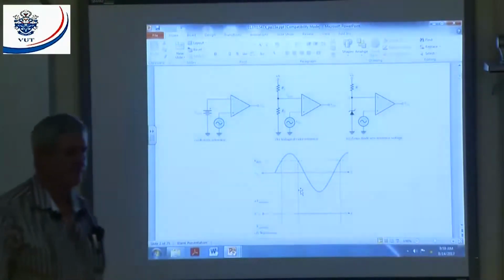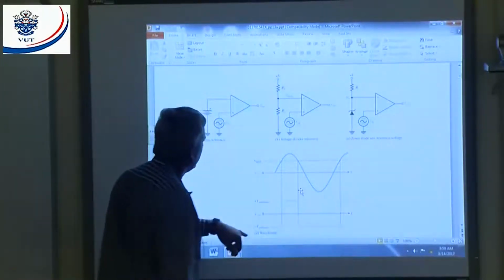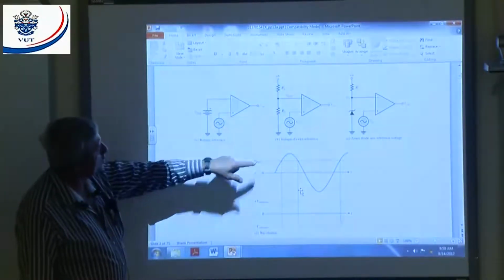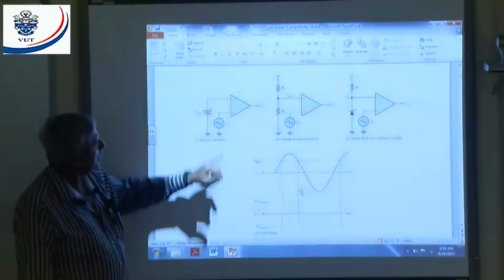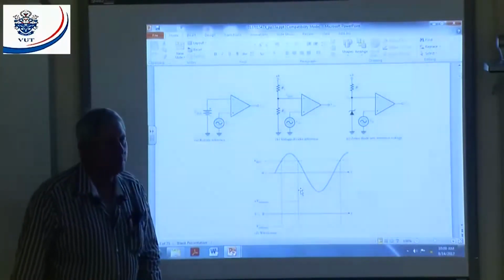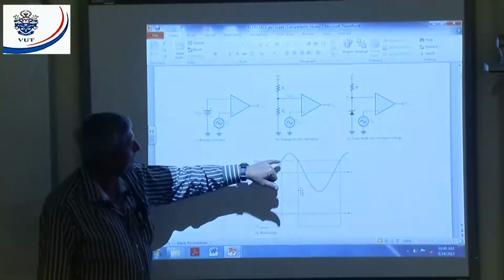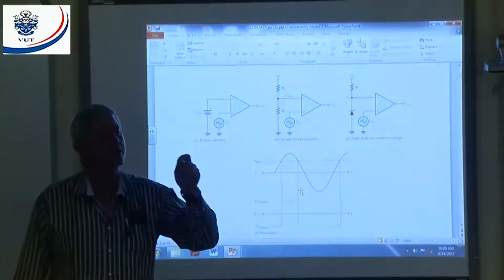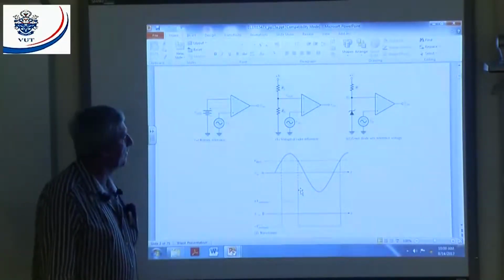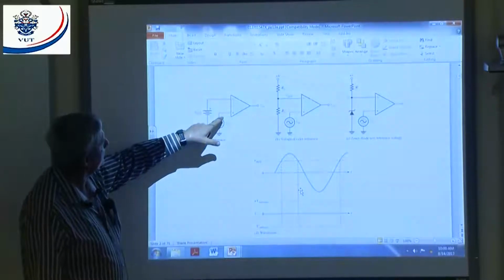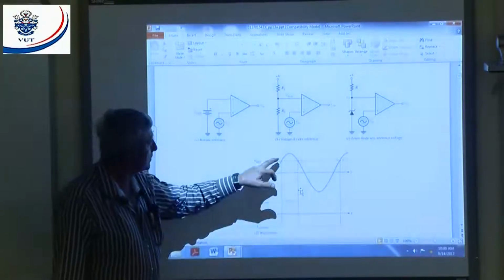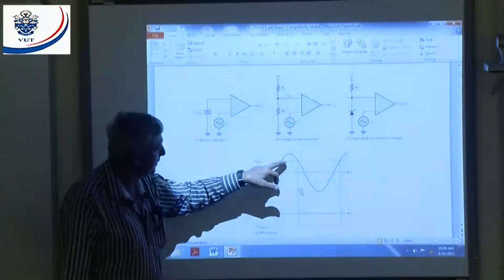I repeat again. Input signal here is 0. 0 is negative with respect to my reference. Negative at my non-inverting input will give me what out? Negative, maximum negative. Then my input signal starts rising. At that point, my input signal becomes positive with respect to my reference. When it becomes positive with respect to my reference, what will happen? It will shoot up positive and will stay positive for that duration of time.